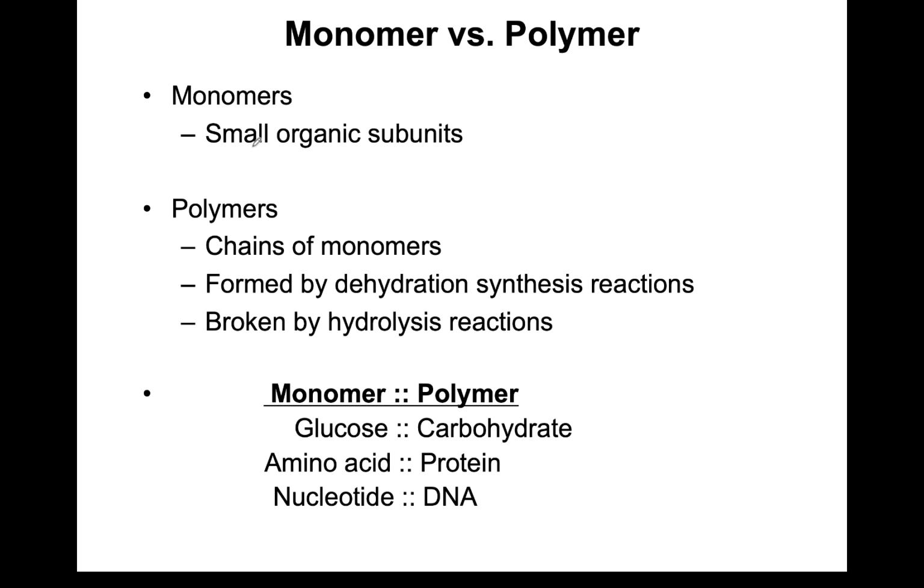So monomer means small organic subunit. This monomer is kind of a building block. When a monomer binds to another monomer and they fuse together, it forms a polymer. So the building block of a polymer is a monomer. Polymers are chains of monomers. When monomers fuse together, link together, those chains of monomers are called polymers.